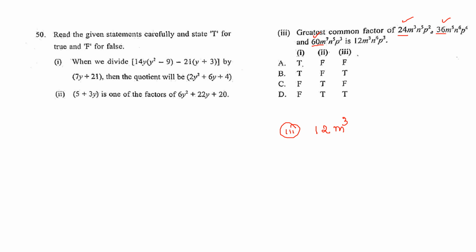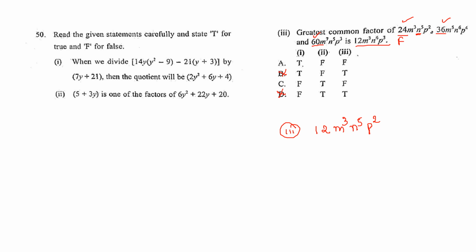Now move to the next variable n. The smallest power is n to the power 5. And for p, the smallest power of p is 2. So the common factor is 12 m cube n to the power 5 and p square, isn't it? So whatever is given here, that is false. So from here it is clear that the third is false. It means your b and d part you can eliminate. Now you have to see for a part and c part, right?